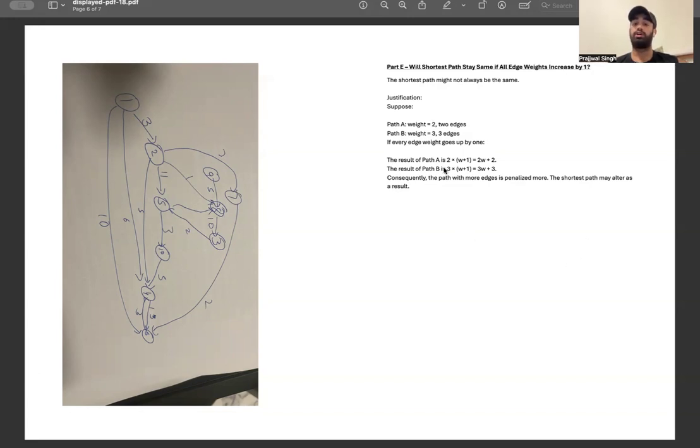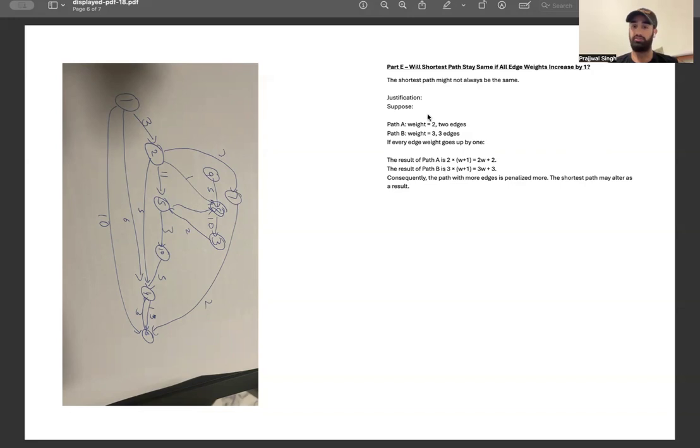Increasing all edge weights by 1. If all edge weights are increased by 1, the shortest path can change. Paths with more edges get penalized more, which can cause a previously longer path to become shorter or vice versa.